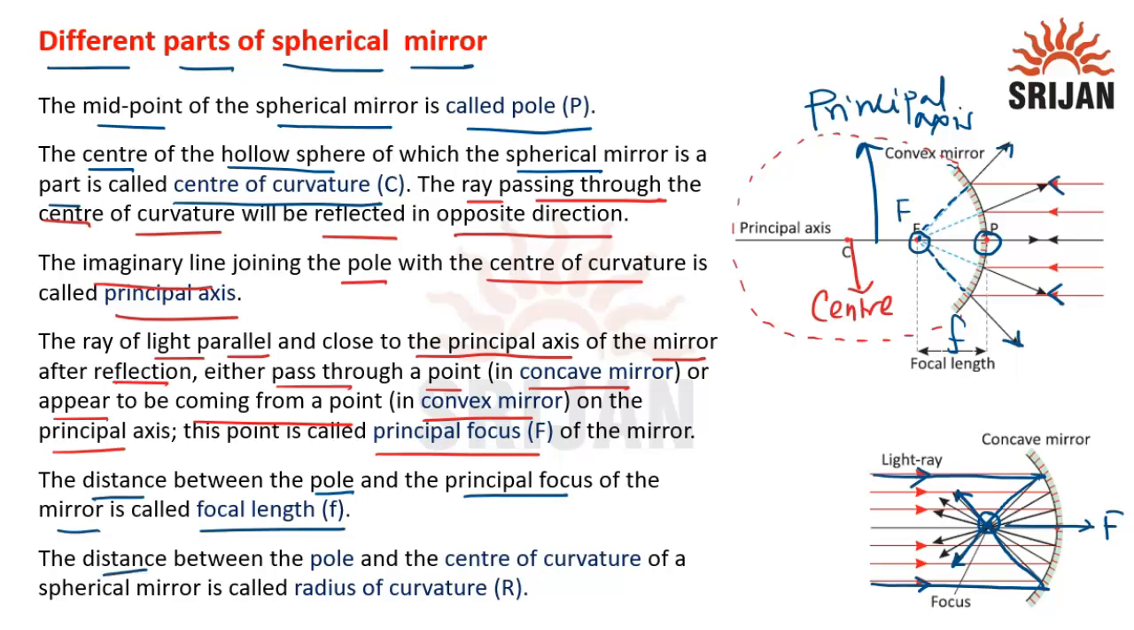The distance between the pole and the center of curvature of a spherical mirror is called the radius of curvature. So we can say that this is the center and this is the pole. So this is actually the radius of curvature, that is R.